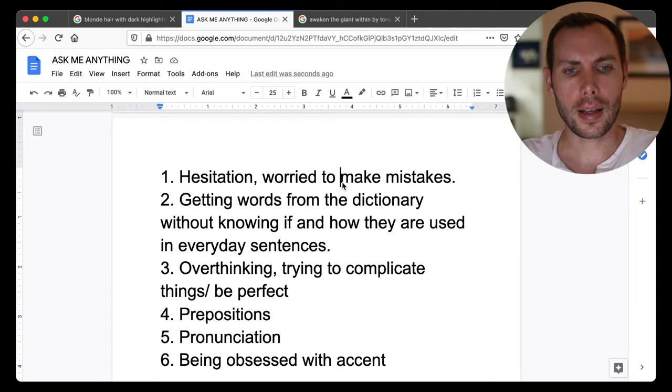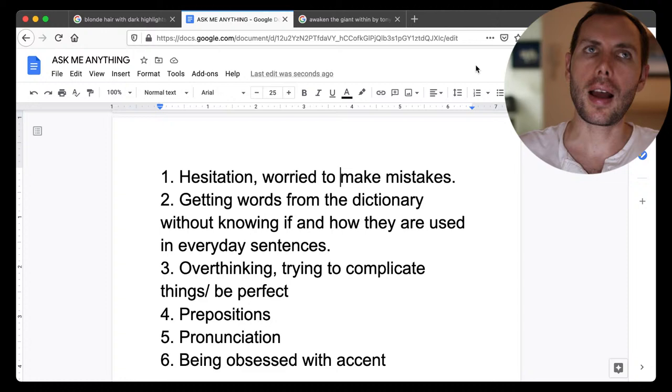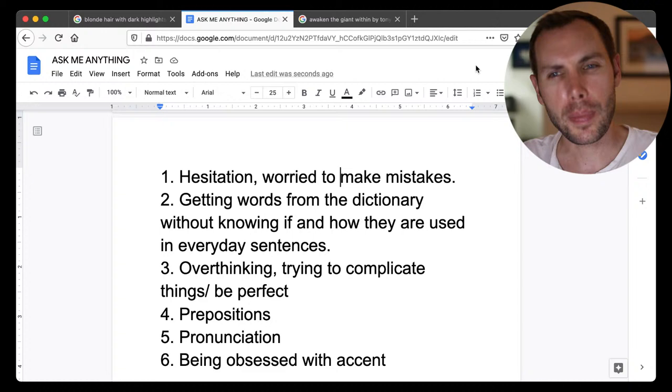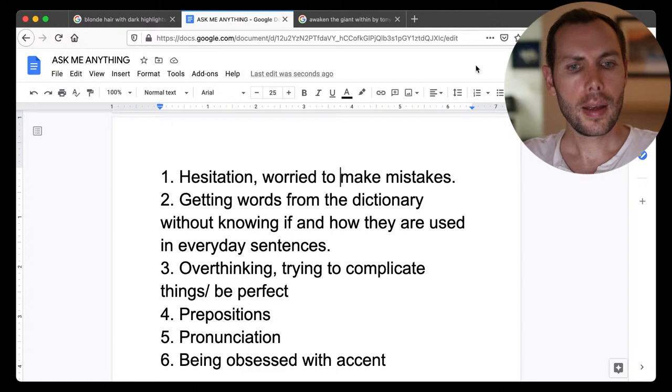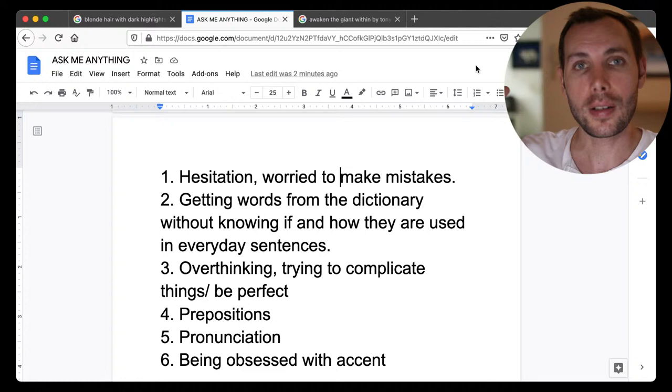Getting words from the dictionary without knowing if and how they are used. This is quite a common one. Quite often I will be talking to English learners, and they will say a word which just sounds very out of place and uncommon, or even a word that I've never heard of before. The dictionary is fantastic, but you want to be careful and make sure that these are words which are actually used today. You don't want a word which was commonly used 100 years ago or in Shakespeare's time. You want to make sure these are words used every day.